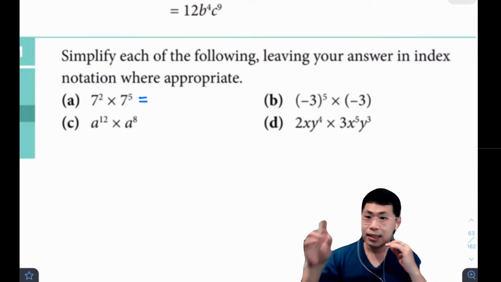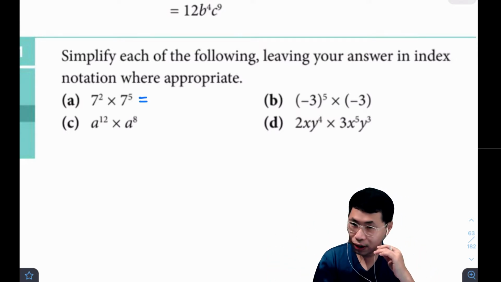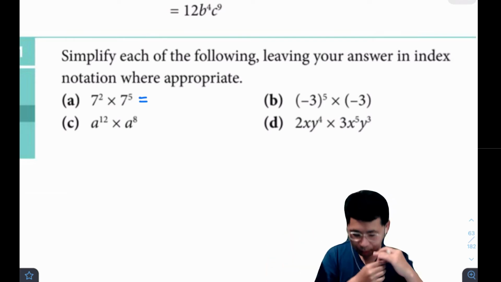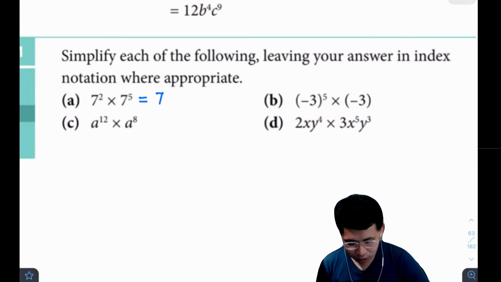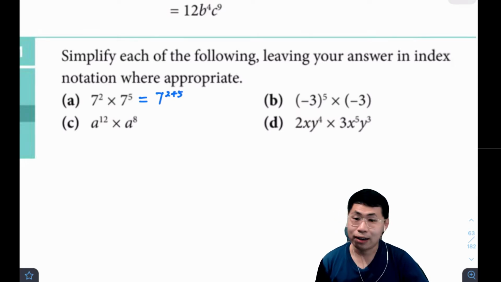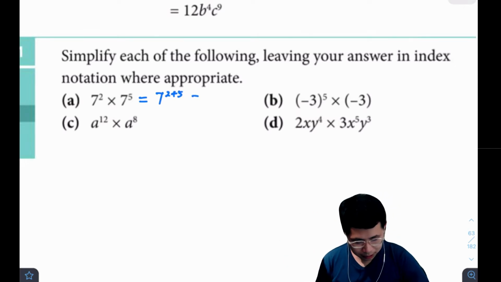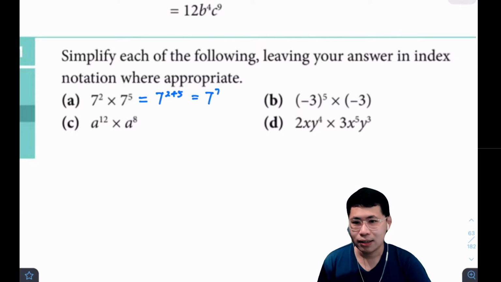Okay, so over here, let's take a look at A. We have 7 squared, 7 power 5. So 7 squared and 7 power 5, same base, 7, 7. So we can mash them together. So 7 to the power of 2 plus 5. So 2 plus 5 would be 7. So 7 to the power of 7.